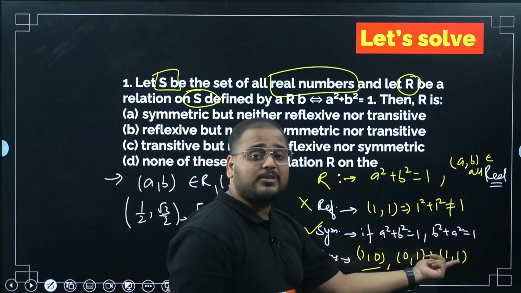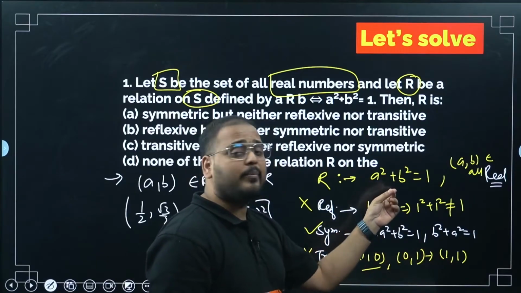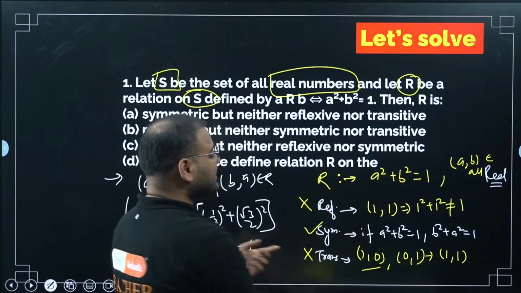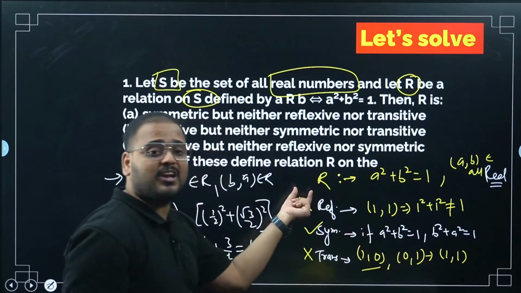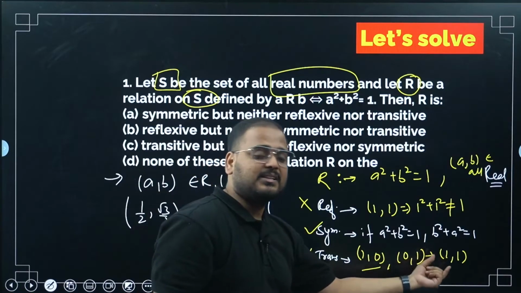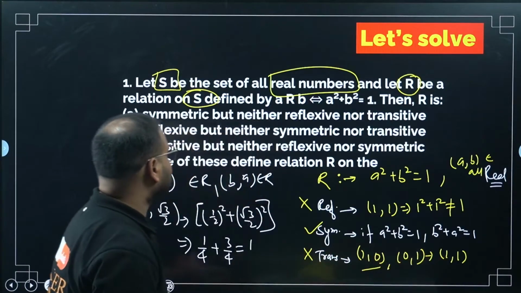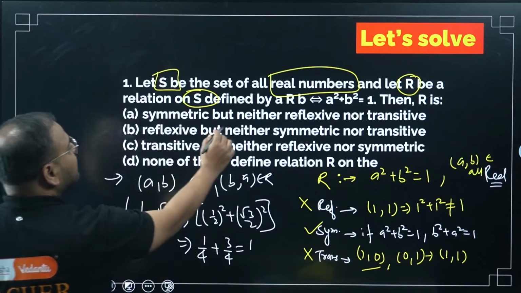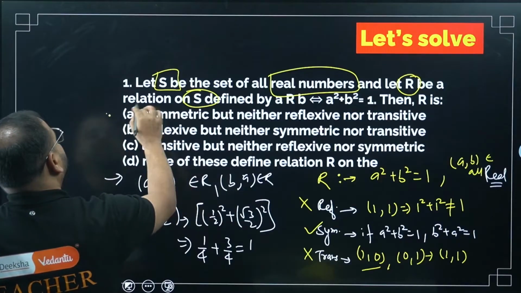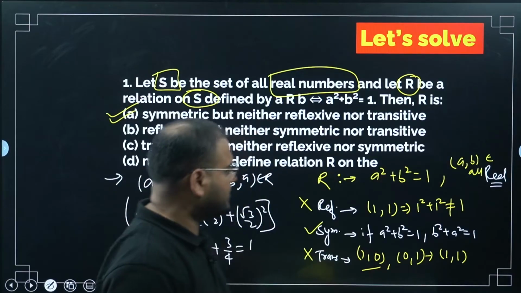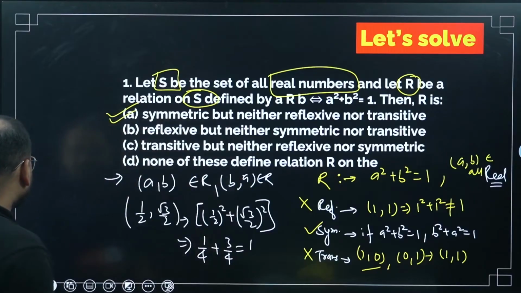What about 1 square plus 1 square? No sir, 1 square plus 1 square will make 2, which is not equal to 1. So in this case 1 comma 1 does not belong to the relation R. Hence this is not true. AB, BC, AC does not exist like this, so not transitive. So only symmetric and not the other two. So symmetric but neither reflexive nor transitive. Option A. Okay, I hope this is clear.